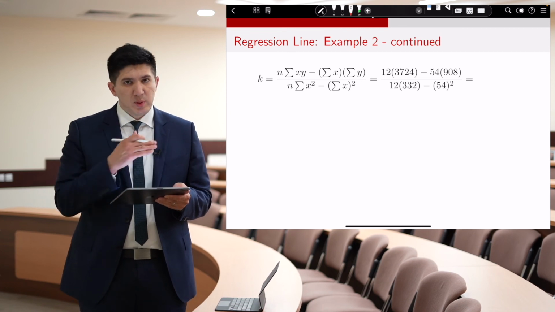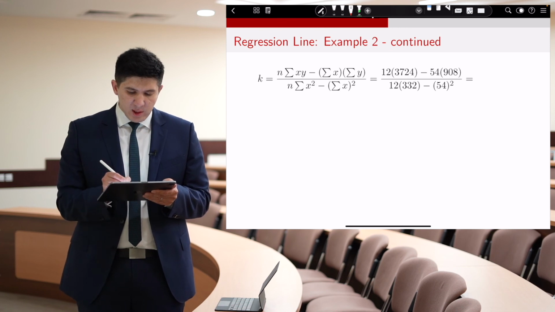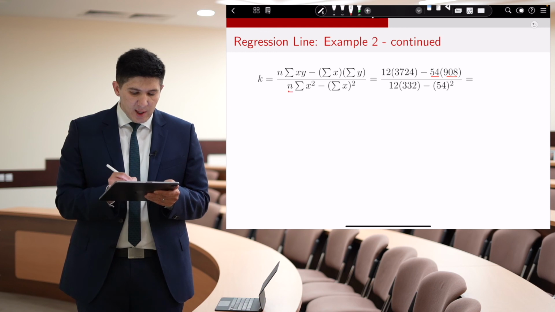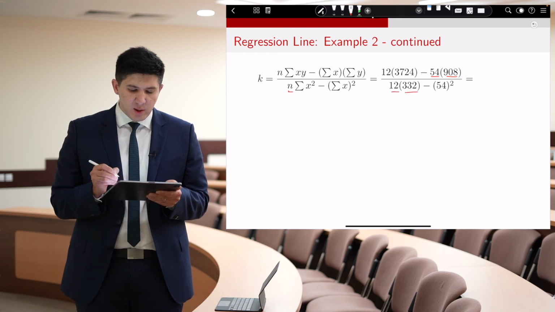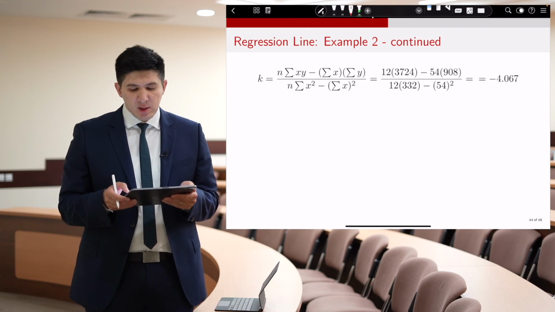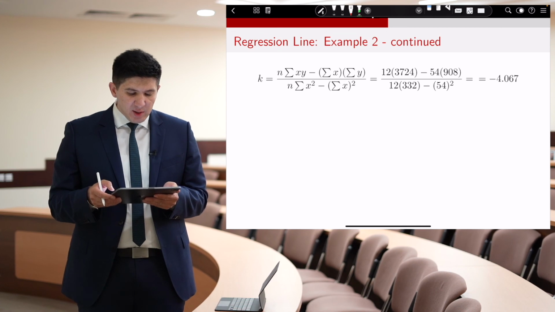3,724. If you remember, we did this previously in Google Sheets. And the sum of the x's is 54, the sum of the y's is 908. The n is 12, the sum of the x squared is 32, and the sum of the x, 54, in the square. And if I calculate this, I'm going to get minus 4.067.